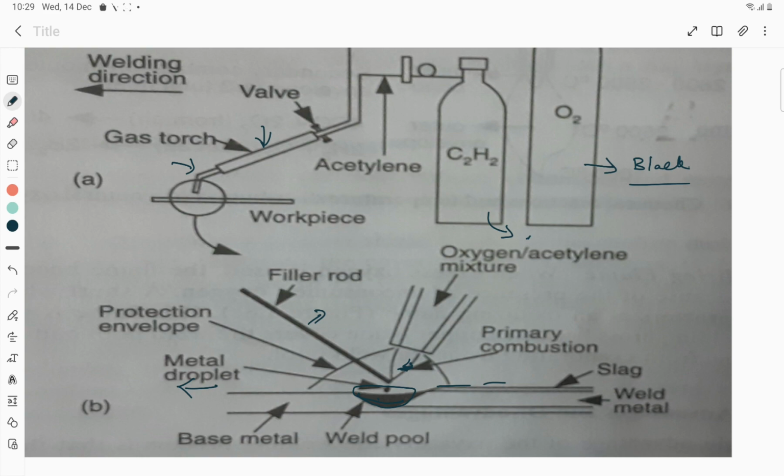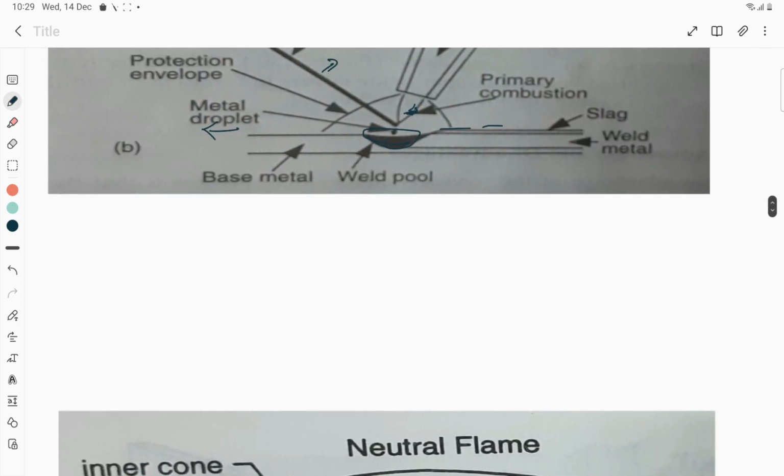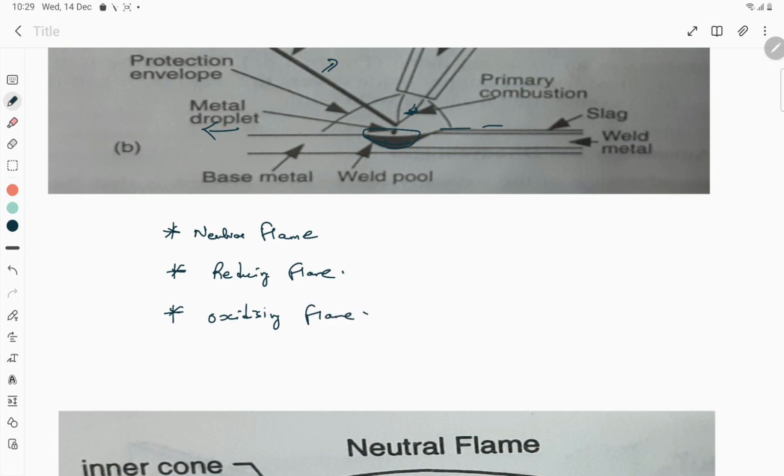gas welding process. Based on the volume of acetylene and oxygen, we can have three types of flames in this gas welding process, namely neutral flame, then reducing flame, and then we have oxidizing flame. So based on the volume of oxygen and acetylene, we have these three types of flames.